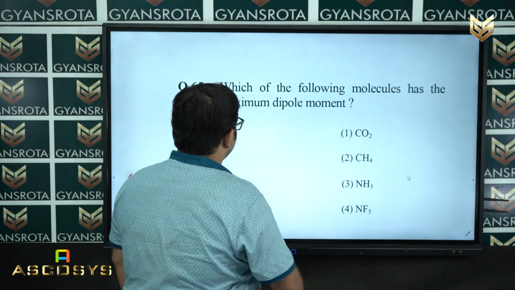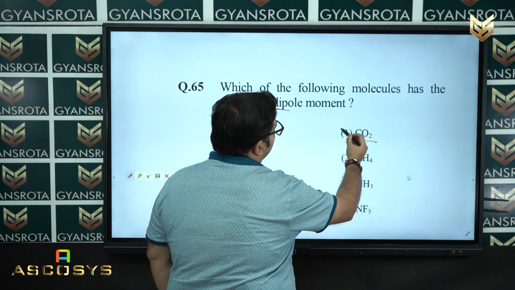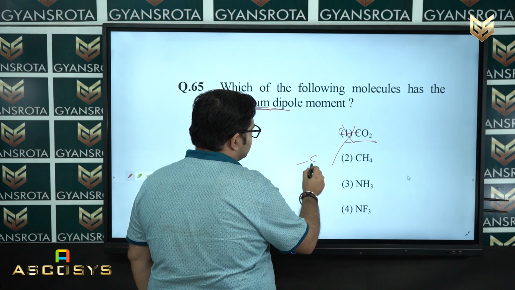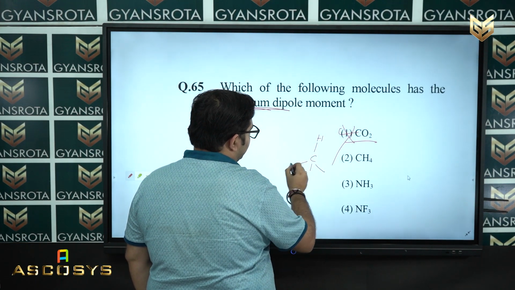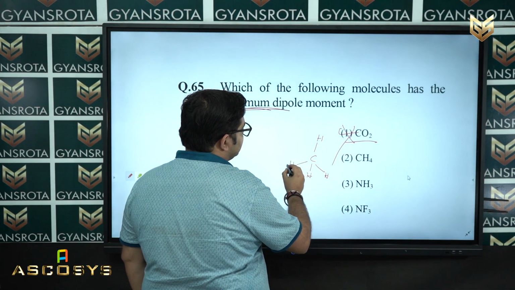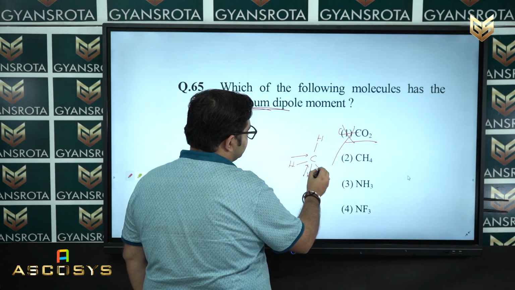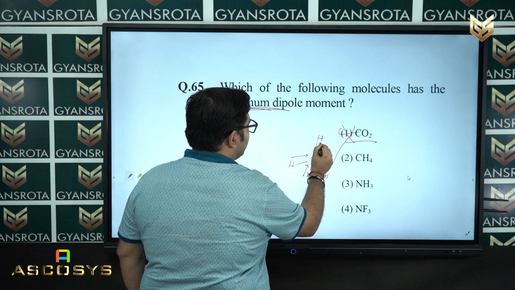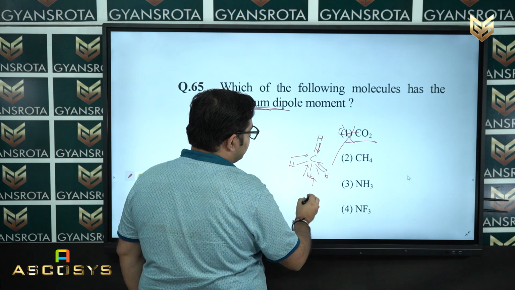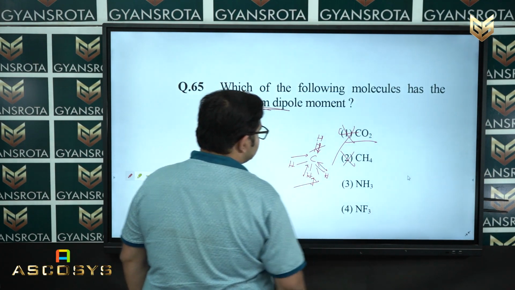If you see the options, they ask about the maximum dipole moment. Now, in option number 1, dipole moment is 0, so this is not our correct option. In methane also, the structure of methane will be like this. You have to draw the arrow from least electronegative to more electronegative. So, see, this is your arrow, and this arrow should be like this, means one is from this side and another's resultant is from this side. So, these two cancel each other. So, here also dipole moment is 0.